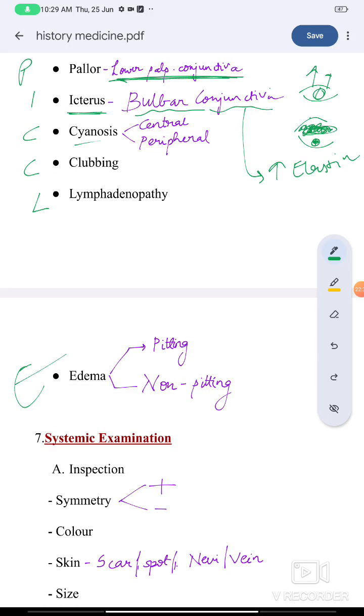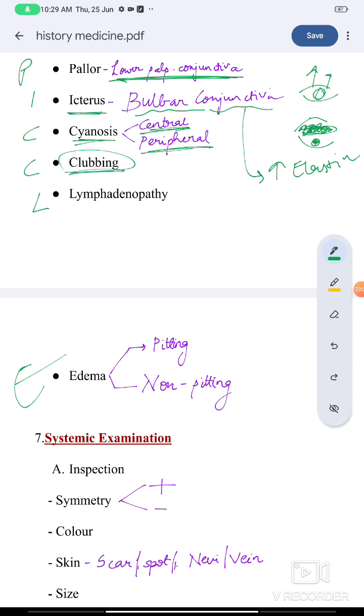Next comes cyanosis. Cyanosis is bluish discoloration due to presence of reduced hemoglobin. Hypoxia is the most common cause of cyanosis. Cyanosis may be central or peripheral. You can see it at various sites including the tip of the nose and inner corners of the lips. Apart from that, it may be seen at the fingertips and other regions. It is also divided into central cyanosis and peripheral cyanosis.